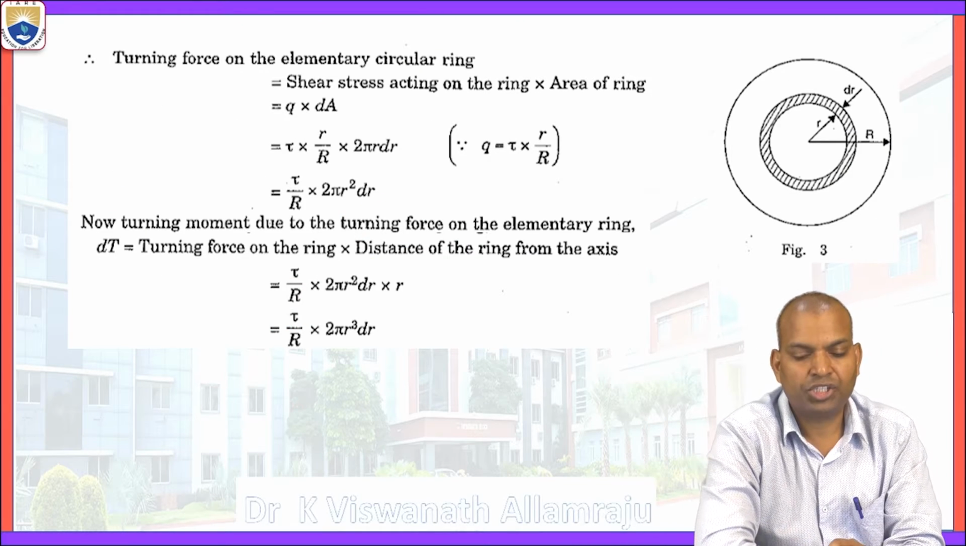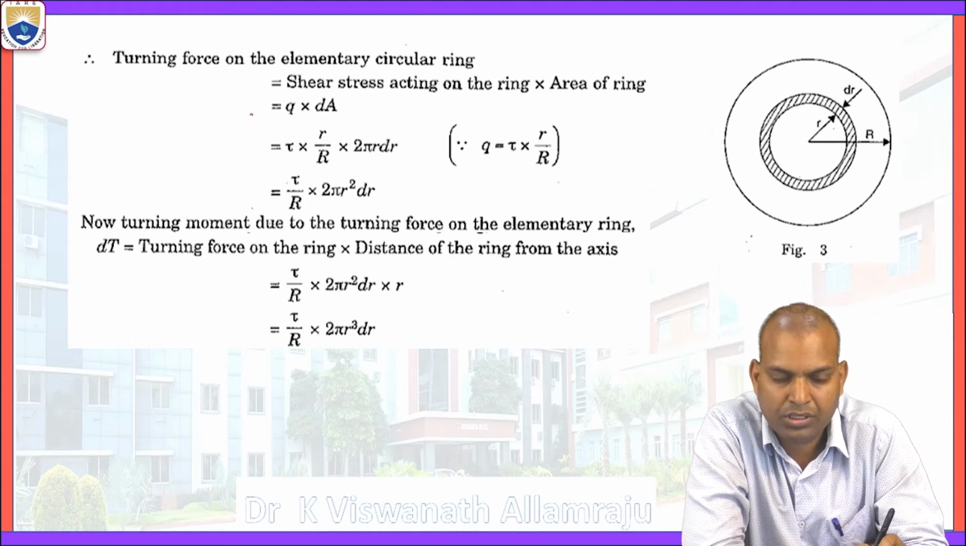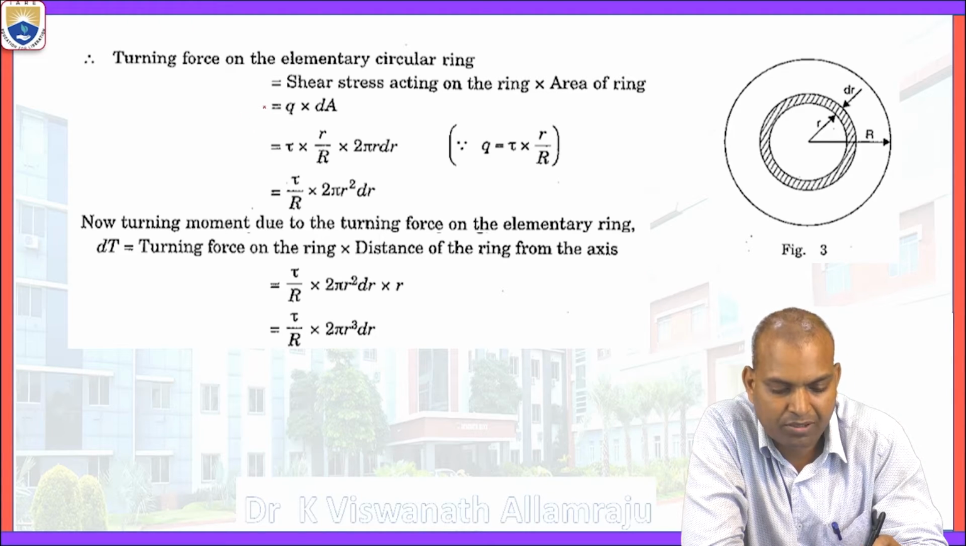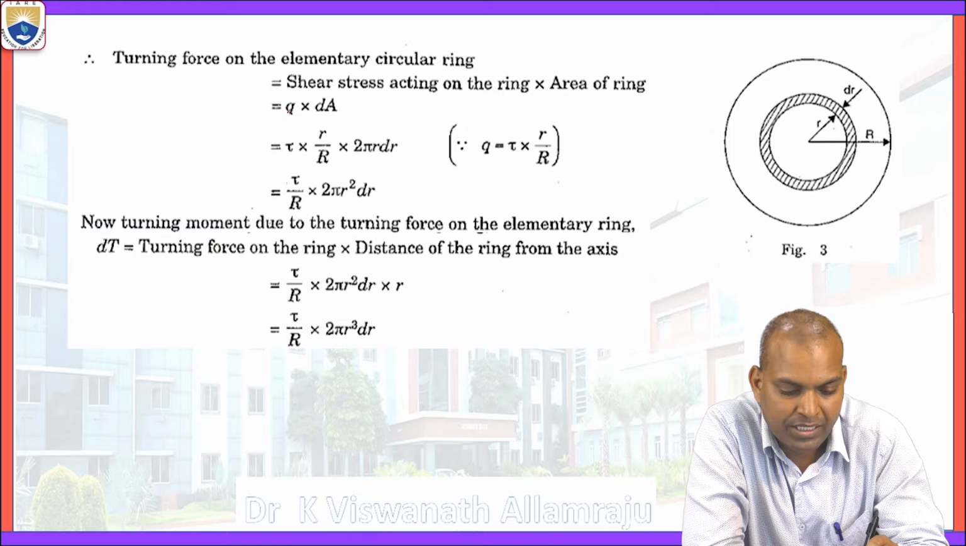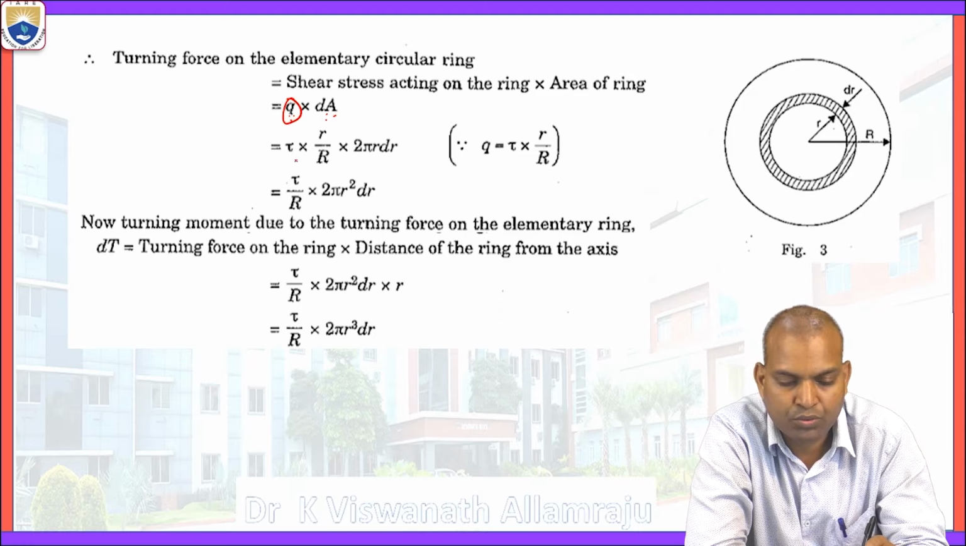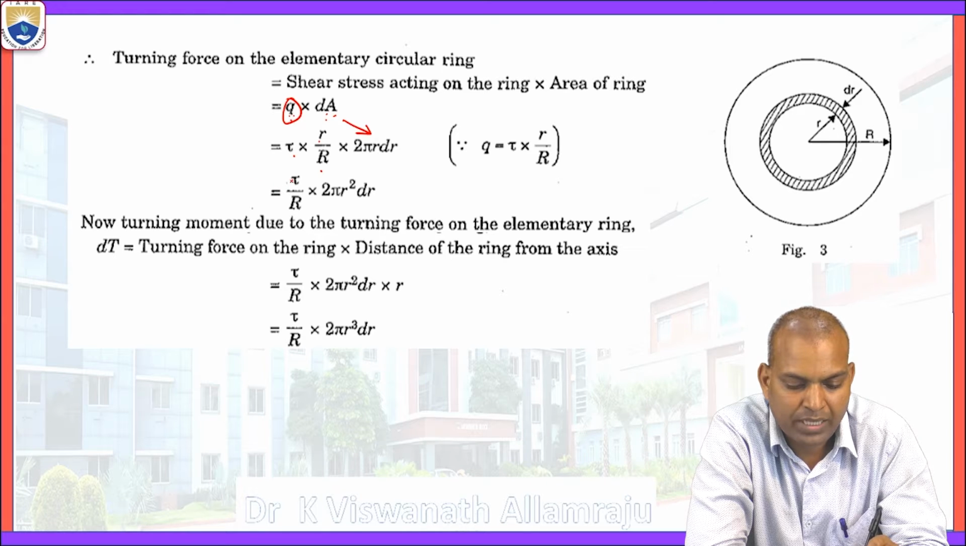Now that is the shear stress. What is the shear force? The shear force times radius becomes a torque. The turning force is the shear stress into area, q dA. What is q? Tau into small r by capital R, into dA, 2 pi r times dr. That is tau by capital R times 2 pi r square dr.